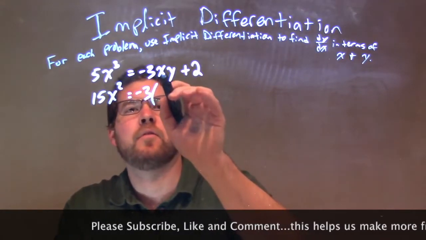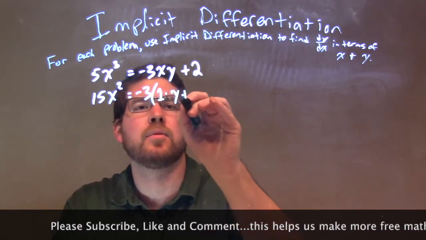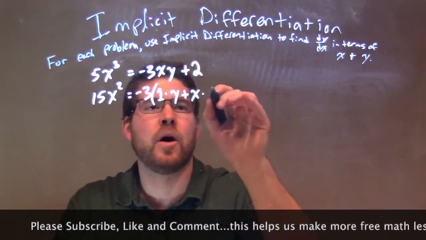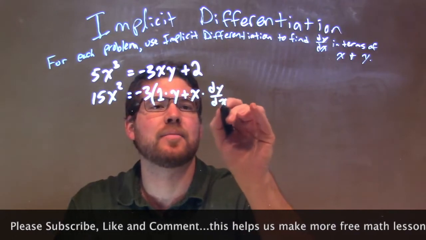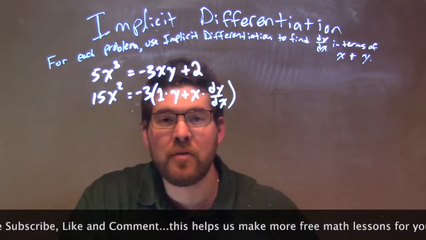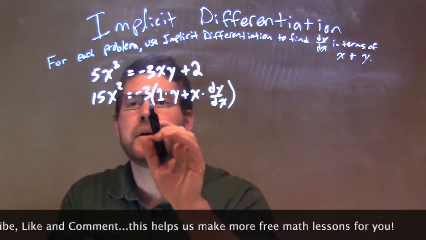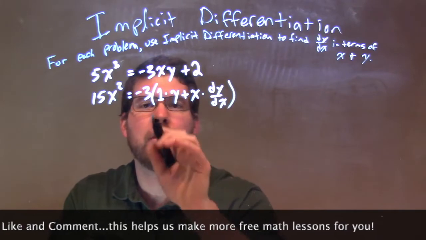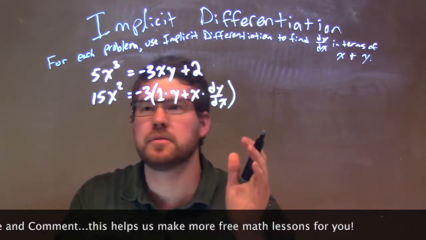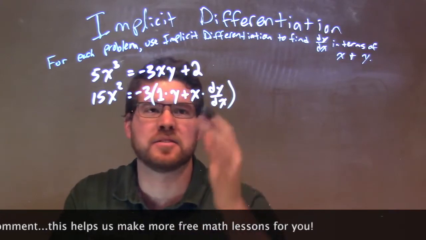So I have the derivative of x, which is 1, times y, plus x times the derivative of y, which is dy/dx. Now luckily, we have just 2 on the outside, and the derivative of that is 0. So let me simplify this a little bit here. Let's just divide by negative 3 on both sides.